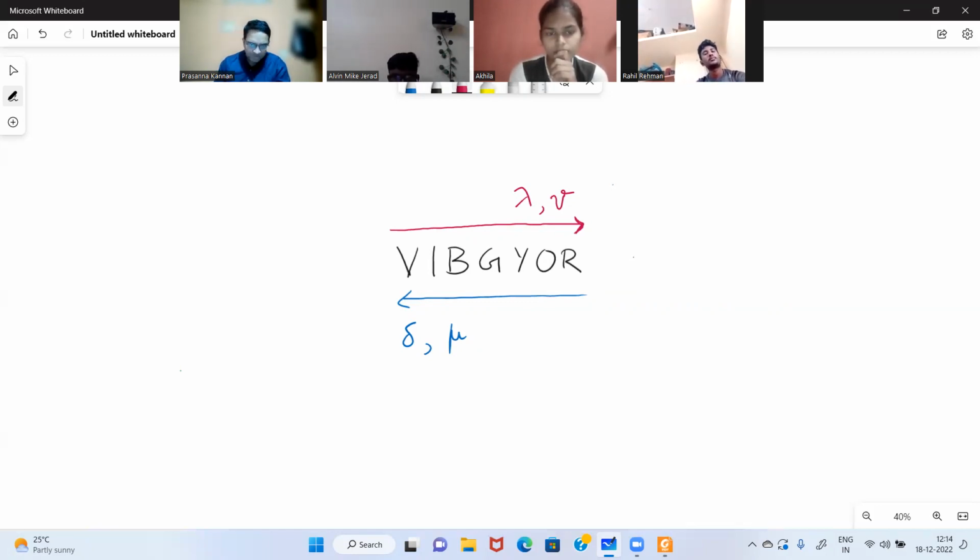Refractive index for blue is more or refractive index for green is more? Blue, sir. Blue is more, very good. Deviation for indigo is more or deviation for yellow is more? Indigo. So just by looking at this, you can answer all these questions.